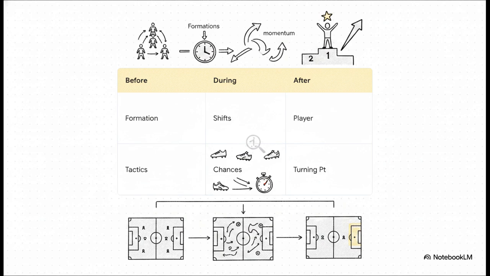You basically divide your notes into 3 columns. Before match captures the formations and your expectations. During match tracks all those momentum shifts, the pressing effectiveness, and any major tactical changes. And after match highlights the main turning point, the biggest mistakes, your player of the match, and your final overarching conclusion. If you build this habit, your football knowledge is going to compound with every single game you watch.